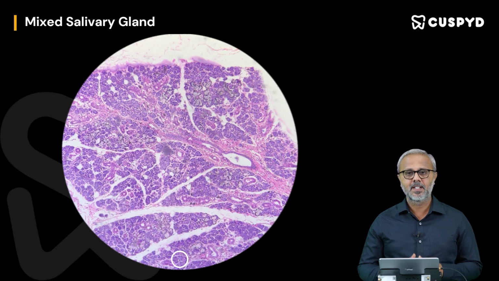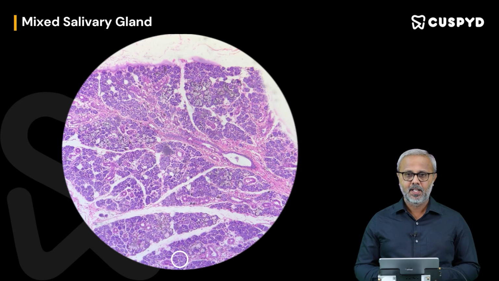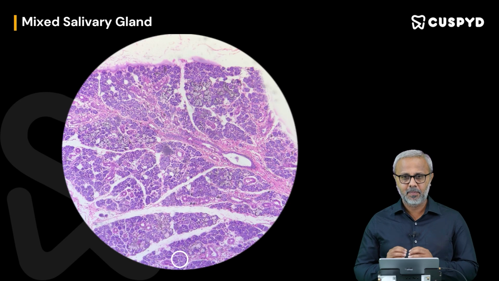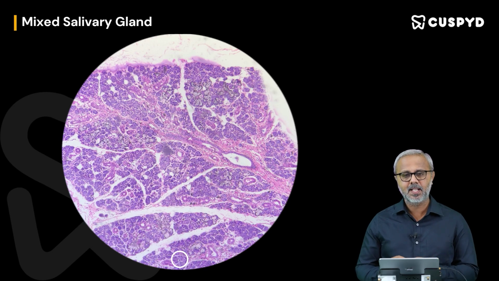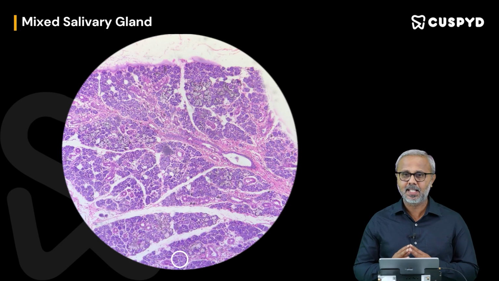This is the slide of submandibular salivary gland, also called mixed salivary gland. Why do we call it a mixed salivary gland? Because it contains both serous acini as well as mucous acini. The first question again: how do we say that this is the slide of the mixed salivary gland?